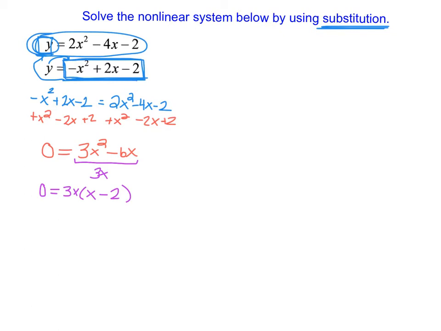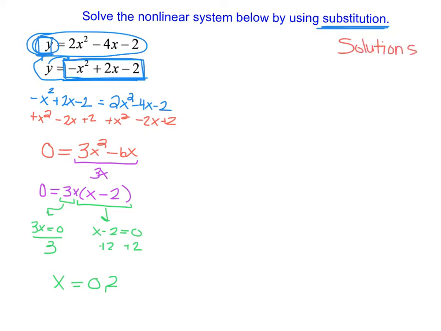Then I can use the zero product property here because I have something times something equals 0. So I have 3x that can be set equal to 0 and x minus 2 that can be set equal to 0. Then I solve each mini equation and I end up with x equals 0 or x equals 2. Now, the tricky part about this is we're not done. Remember that our solutions when we're solving a system are not just an x value, but coordinate points. So what this is telling me is that one of my solutions has an x value of 0, and one of my solutions has an x value of 2.